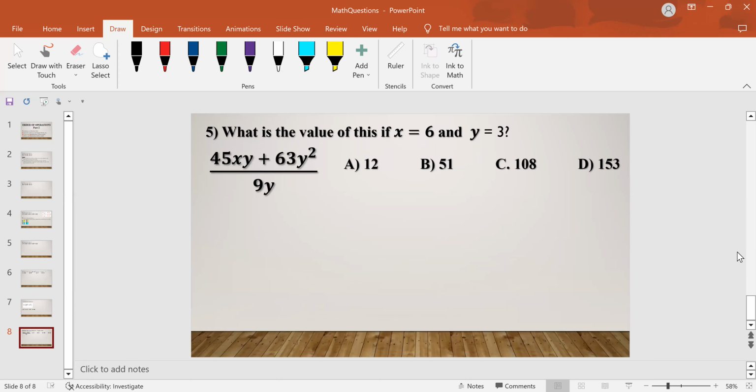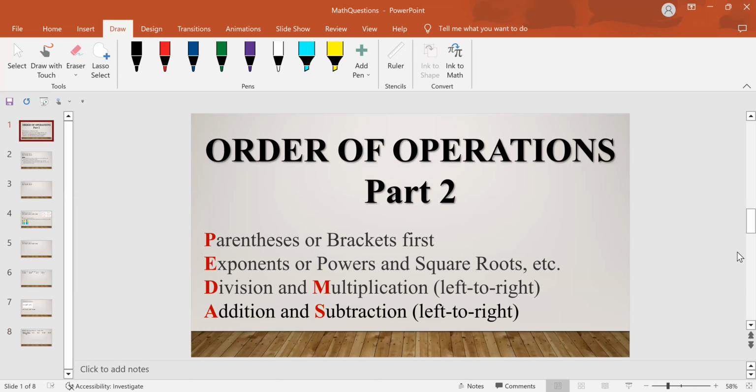Now, if I go back to PEMDAS, we have a P as a parenthesis or bracket, which will come first. After that, we do exponent if there is any exponent or power or square root. After that, going to be division and multiplication, so from left to right, which one comes first will be done first. Same thing for addition and subtraction.